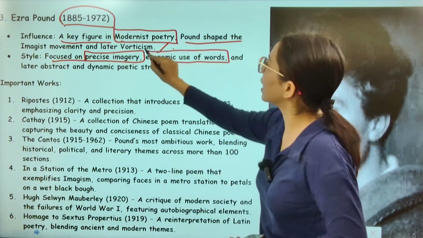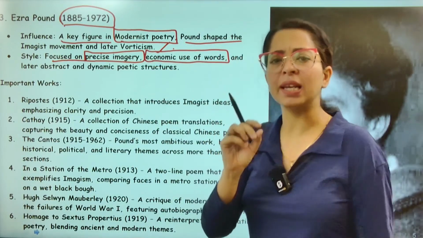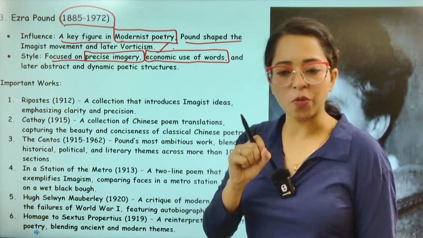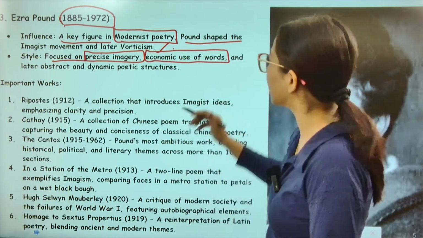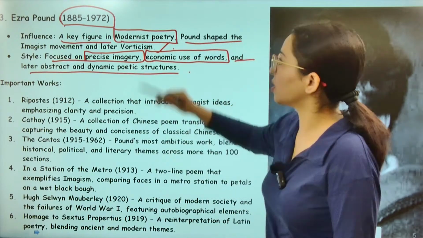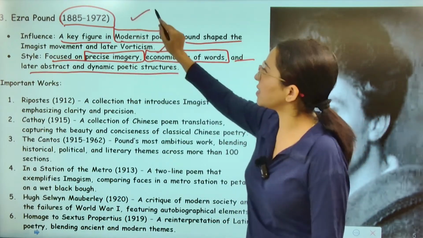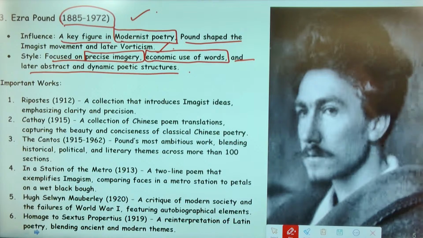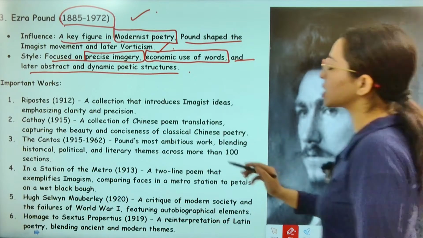Economic use of words, economic मतलब कम, ज़्यादा uses of words नहीं करते थे. And later abstract and dynamic poetic structure. So this is Ezra Pound, a very seminal work, and you can look at the picture of Ezra Pound. इनके important works कौन से?